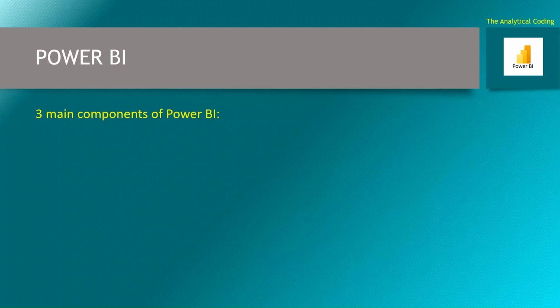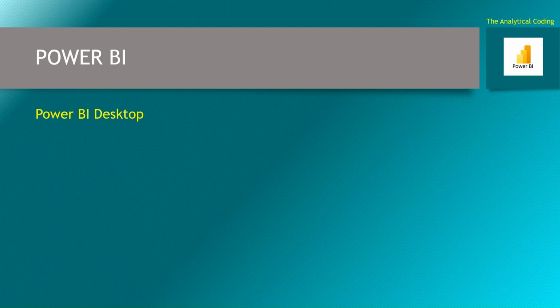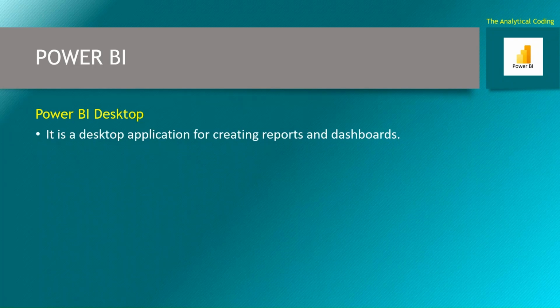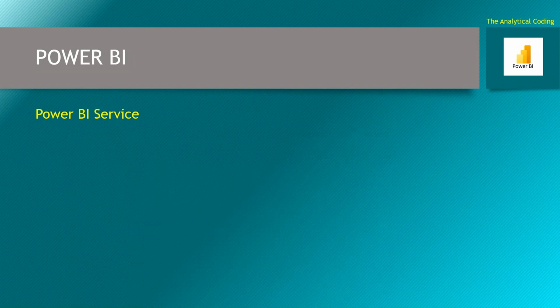Power BI offers three main platforms: Power BI Desktop, Power BI Service, and Power BI Mobile. Each serves a different purpose and caters to different user needs. Here is an overview of each. Power BI Desktop is a desktop application for creating reports and dashboards. It supports data modeling, report creation, DAX, and local storage. It is ideal for data analysts and report creators who need to design and build reports.